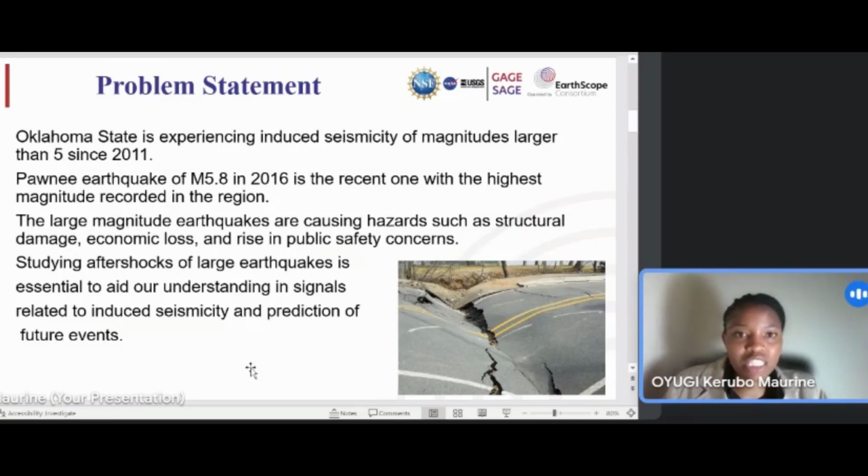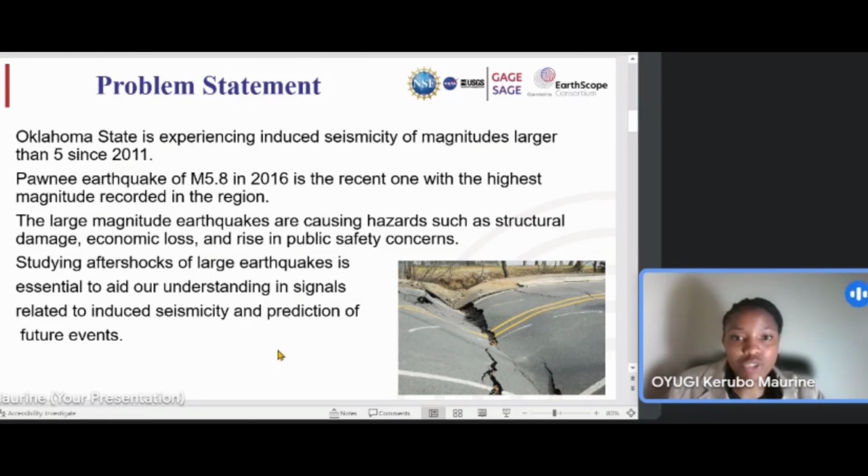Oklahoma State has been experiencing induced seismicity of magnitudes larger than 5 since 2011, and there have been 4 such events. The Pony earthquake of magnitude 5.8 in 2016 is the most recent one with the highest magnitude recorded in the region. The large magnitude earthquakes are causing hazards such as structural damage and even a rise in public safety concerns. For instance, this is an image indicating a road that was damaged by an earthquake.